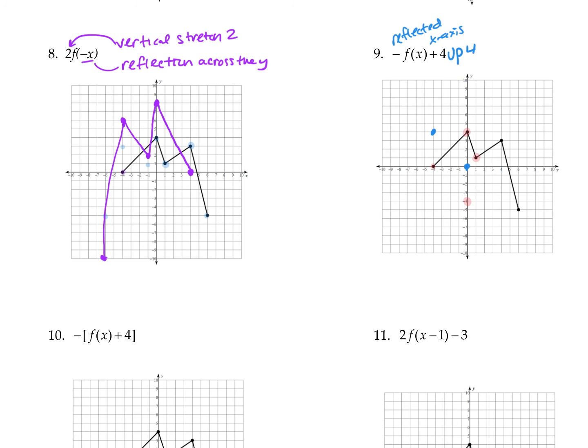This point reflected will be here, then shifted up 4 will end up here. 4, 3 reflected will be 4, -3, but then shifted up 4 will end up at 4, 1. This point here, 6, -5, reflected will be at 6, 5, then shifted up 4, 1, 2, 3, 4 will put me at 6, 9. So my graph will look something like this.